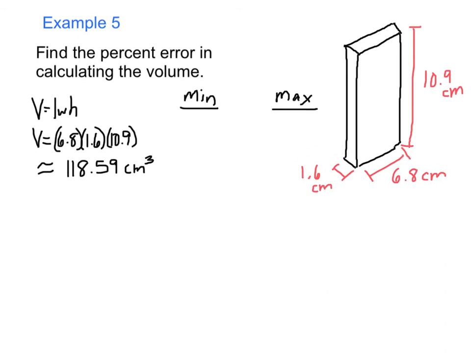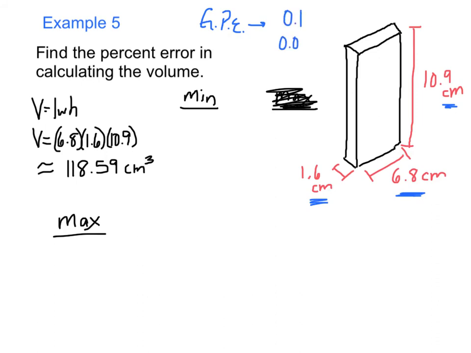I'm going to change this here. We're not going to have enough room to do max up here, so I'm going to put max down here. So minimum value. How do you find the minimum value? Let's start by finding the greatest possible error. Since our measurements are all measured to the nearest tenth, our greatest possible error is going to be half of 0.1, which is 0.05.